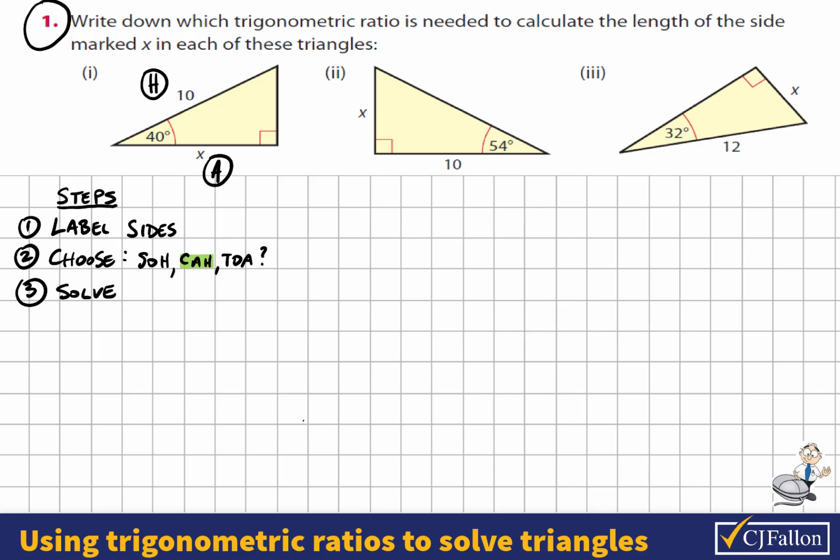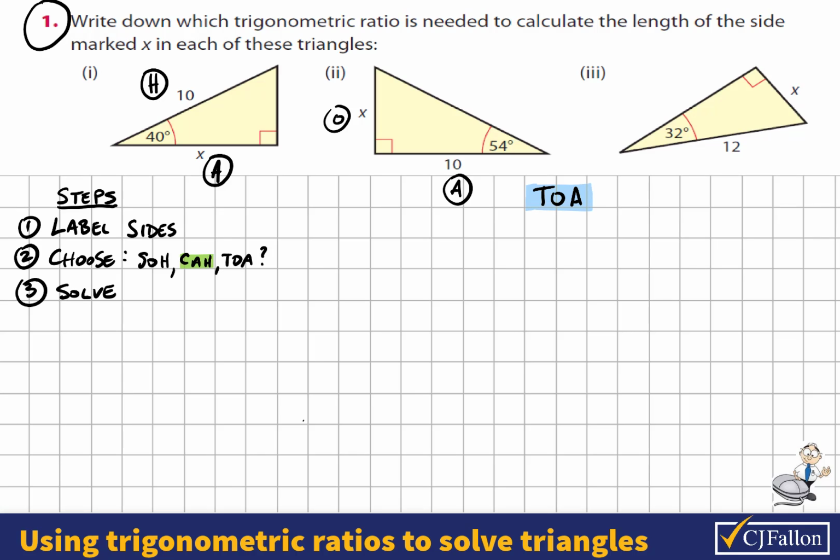Compared to angle 54, x is opposite and 10 is adjacent. So I think about SOHCAHTOA, and the one with opposite and adjacent is going to be the TOA. So I'm going to choose TOA. I'm just writing that down as my formula for this question here.